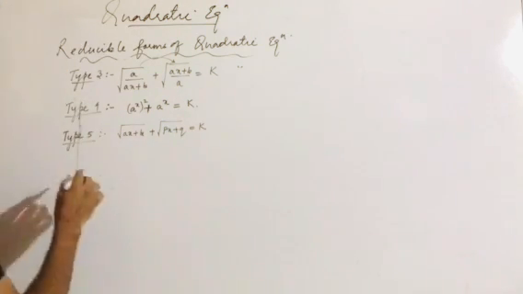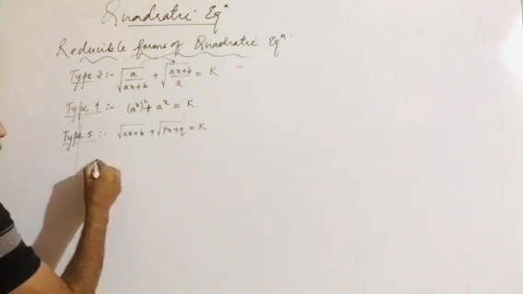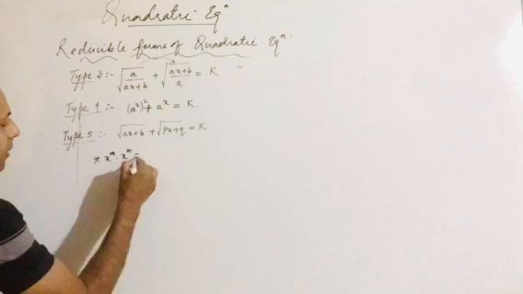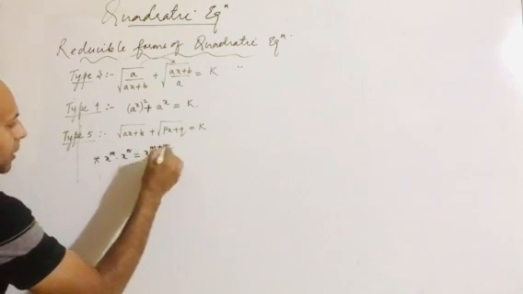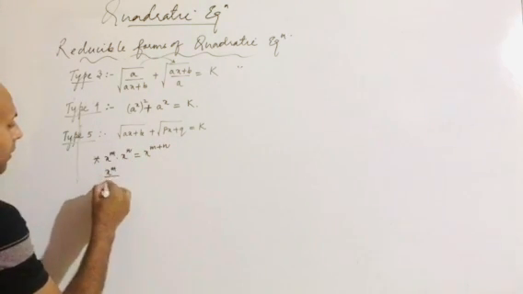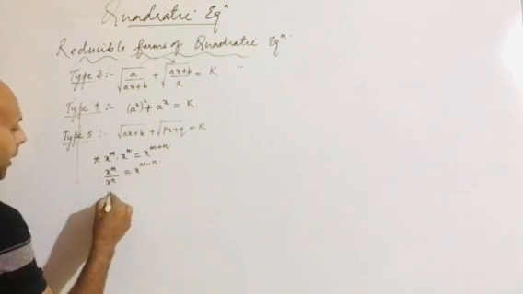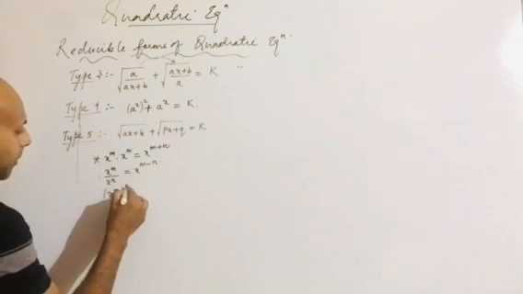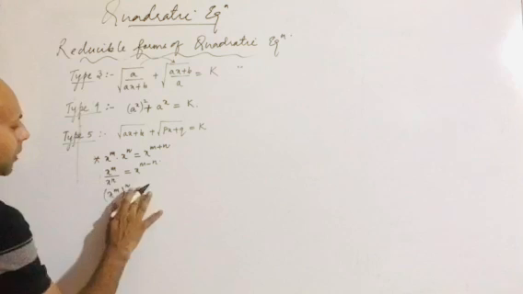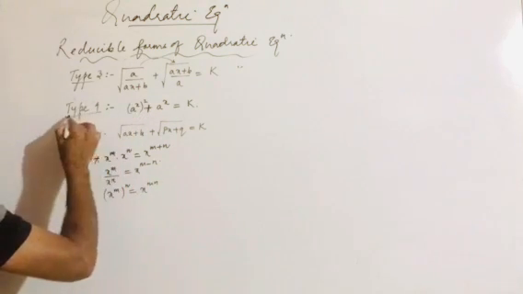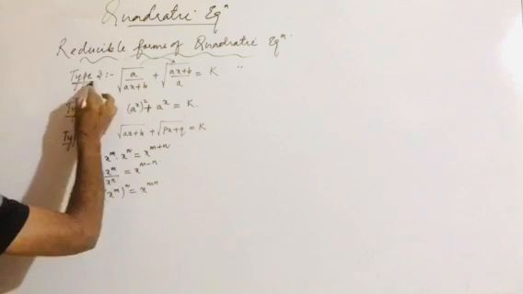Like in indices we have studied a few properties. I am telling you, suppose x to the power m into x to the power n, the formula is x to the power m plus n. x to the power m divided by x to the power n is equal to x to the power m minus n, and x to the power m whole to the power n is equal to x to the power mn. So these are the properties we are going to use here in type number 4 to reduce into the form of quadratic equation.